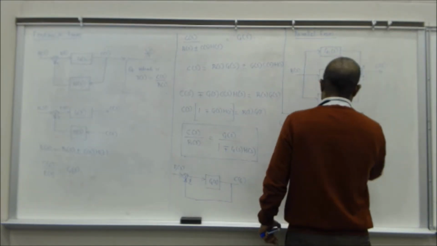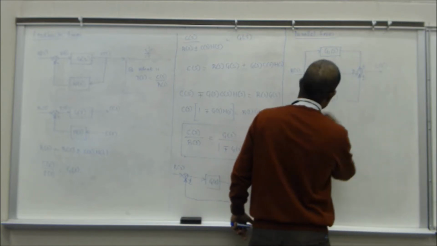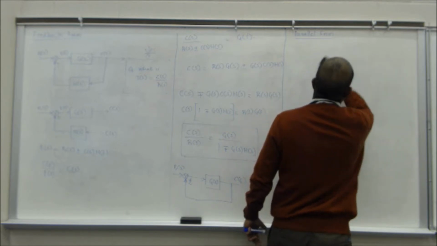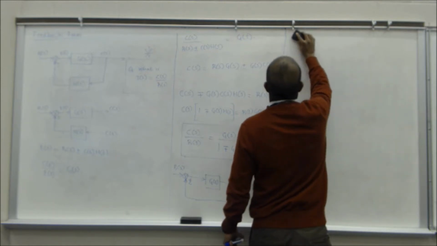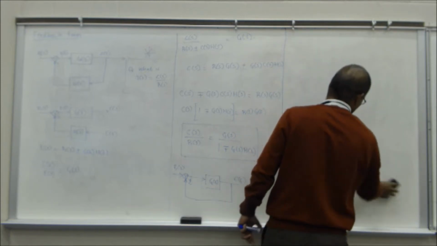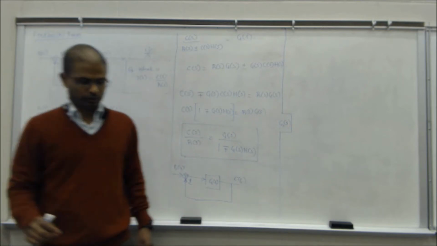So in all these cases, your question would be, what is the equivalent transfer function? You'll always be asked that. So you need to reduce the block diagram. Okay. We'll take a look at an example of a block diagram reduction.